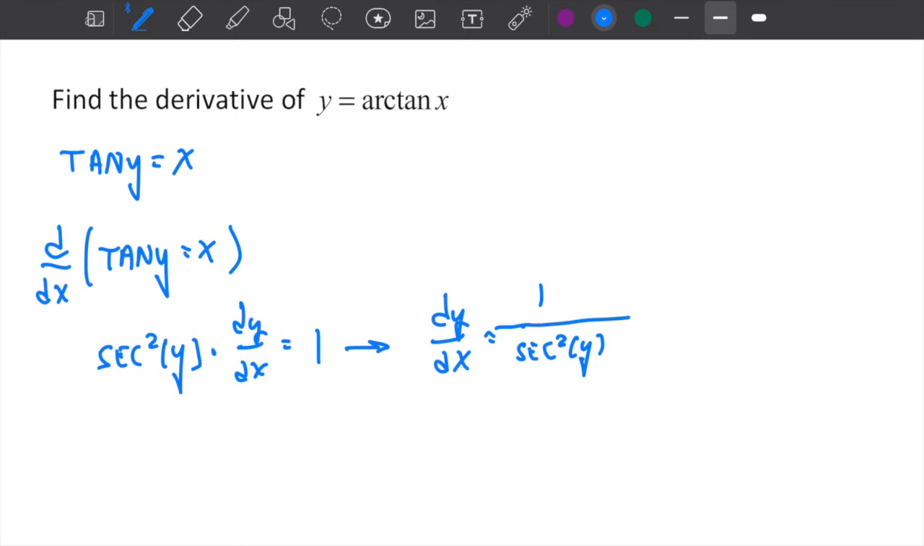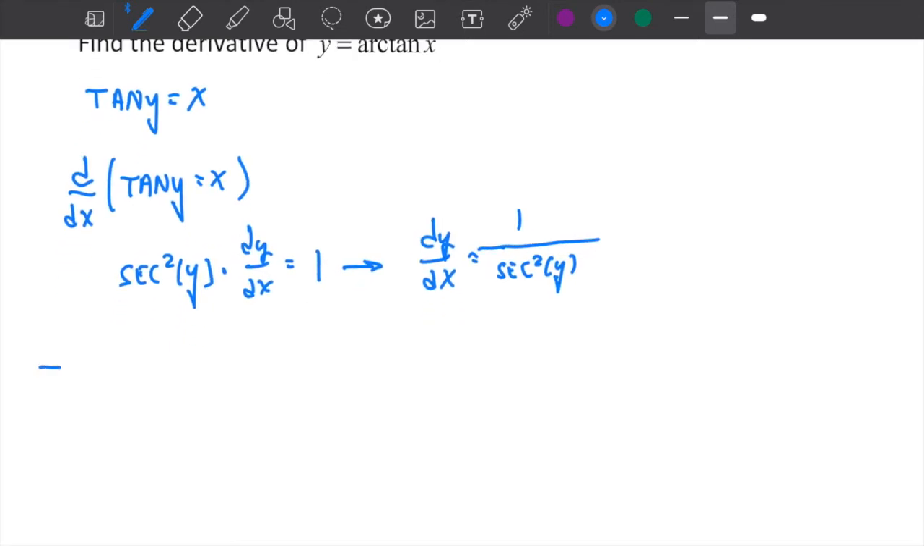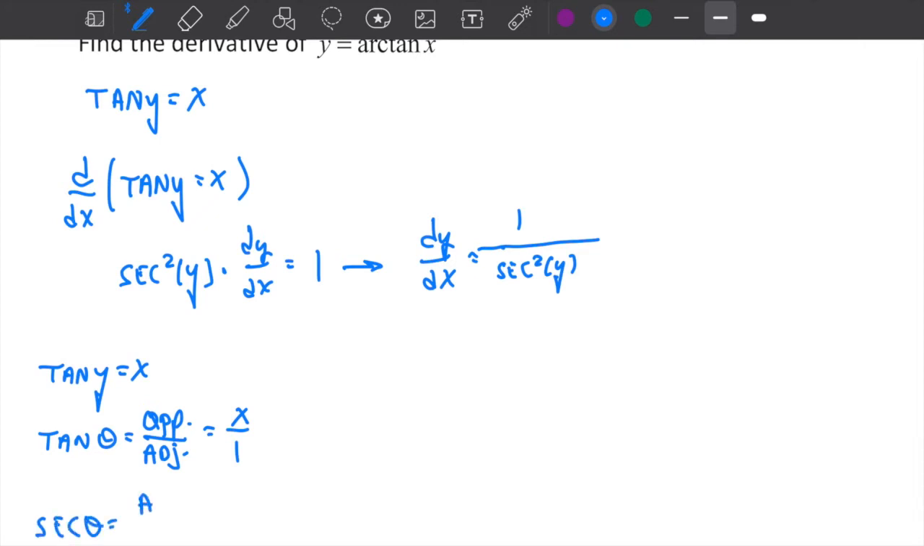Now we have this, tangent of y is equal to x. Tangent of some angle is opposite over adjacent. So we've got opposite over adjacent. I can rewrite that as x over 1 in this case. Secant, as we recall, is hypotenuse over adjacent, the reciprocal of cosine.